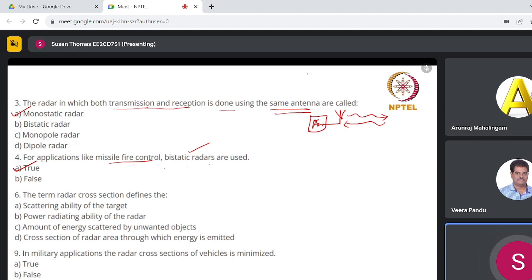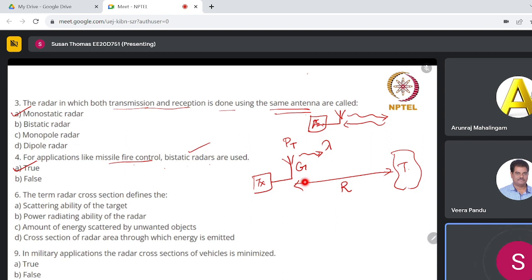In general, suppose you have a transmitting antenna which will transmit a power PT, and the gain of this antenna is G. Your target is at some distance R, and you are sending a signal with wavelength lambda. Now, the signal is going to hit the target.